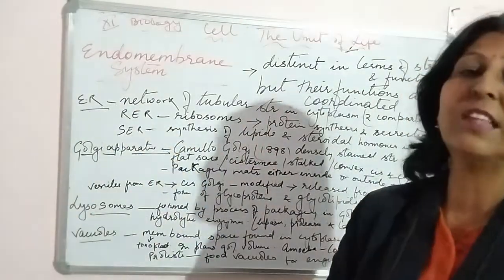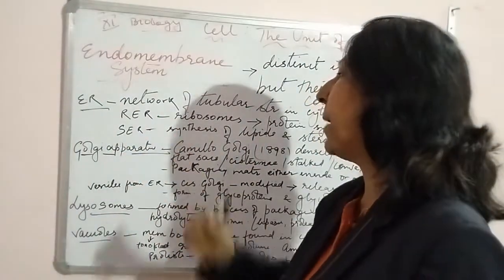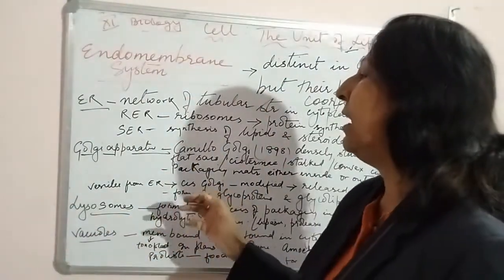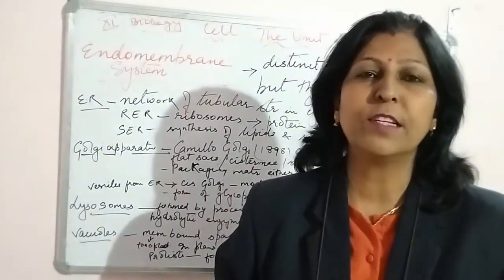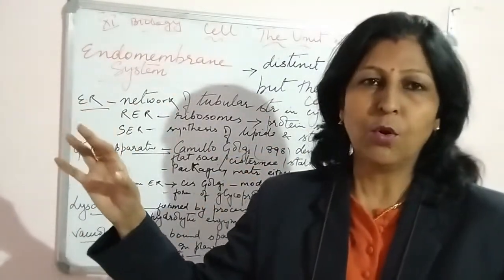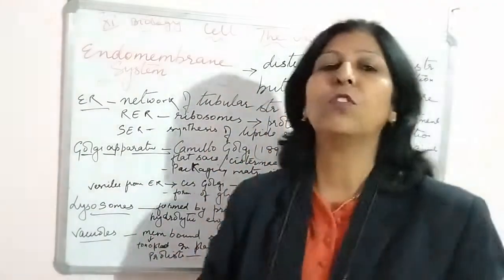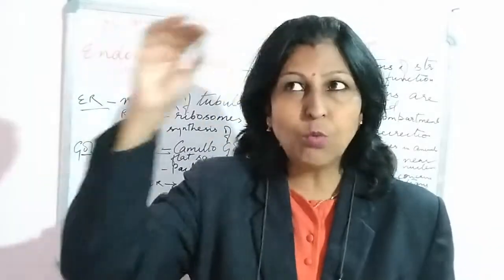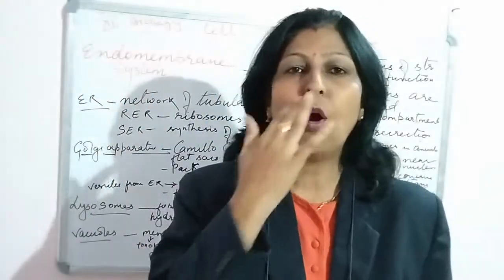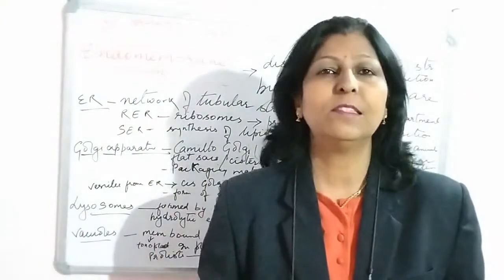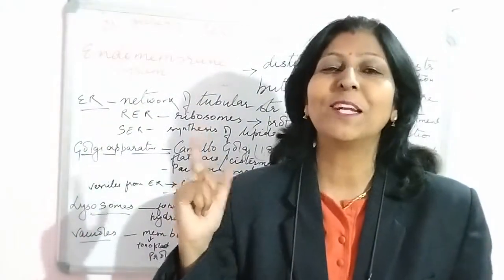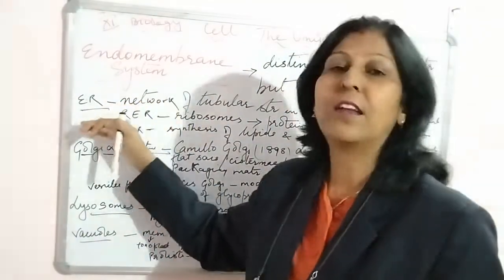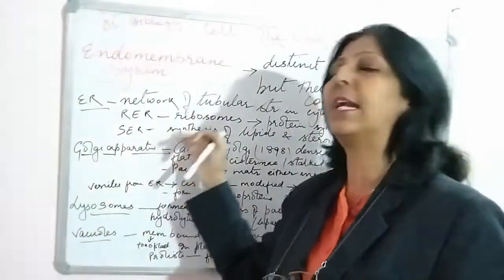Now, what is the endoplasmic reticulum? The endoplasmic reticulum is a network of tubules in the cytoplasm of the cell, very close to the nucleus, in continuity with the nucleus. The outer surface of the endoplasmic reticulum has ribosomes, but not all endoplasmic reticulum will have ribosomes. So there are two types, rough endoplasmic reticulum and smooth endoplasmic reticulum.